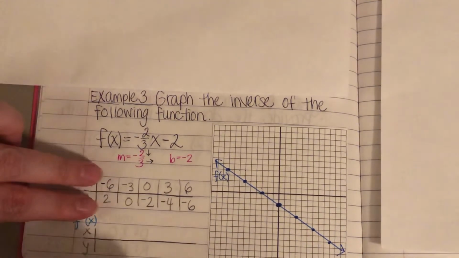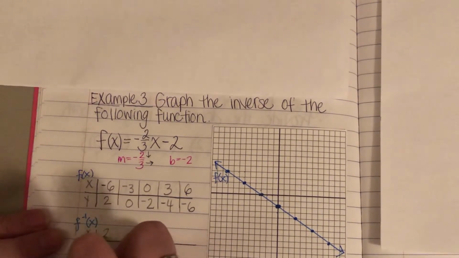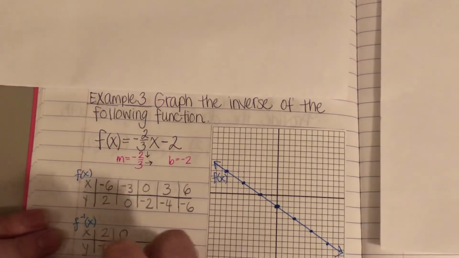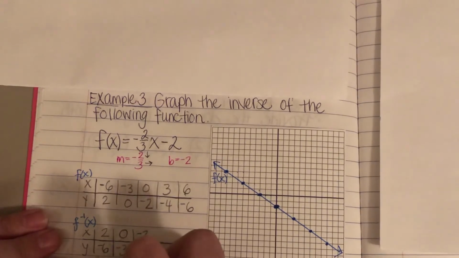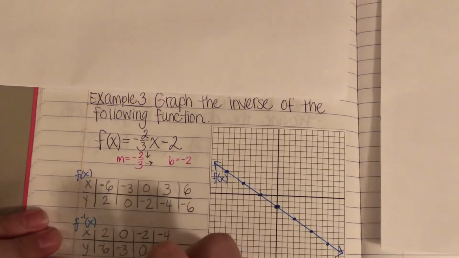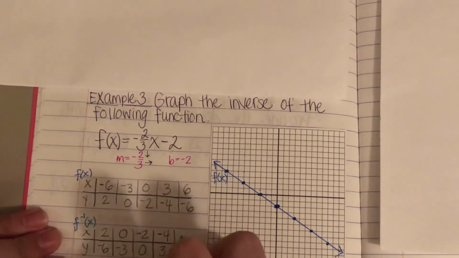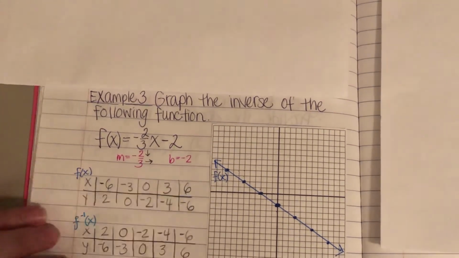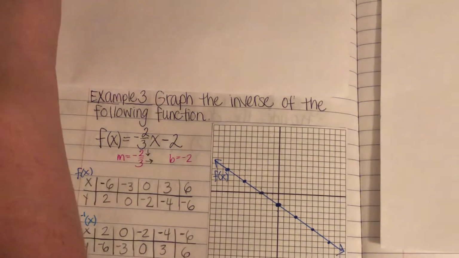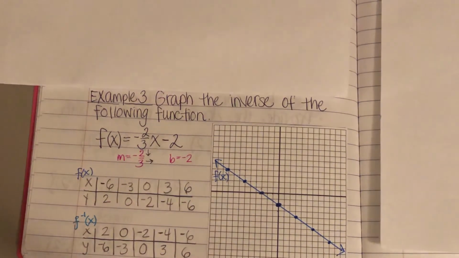And I'm going to take my points and I'm going to flip them. (2, -6), (0, -3), (-2, 0), (-4, 3), and (-6, 6). So now I have 6 points, which is a lot of good points for me to plot to make my graph.